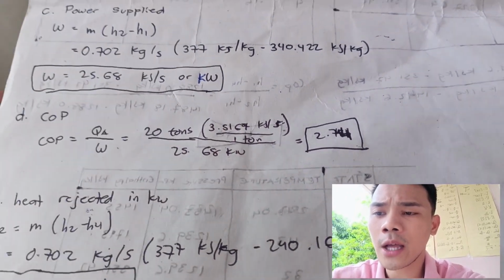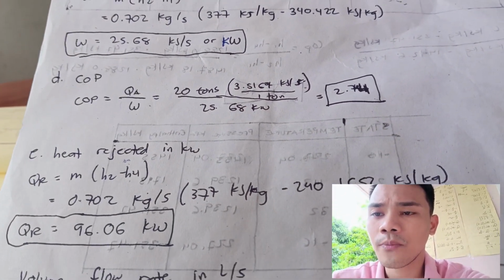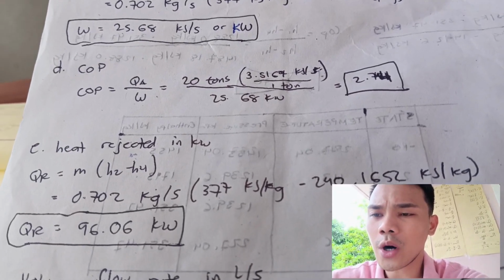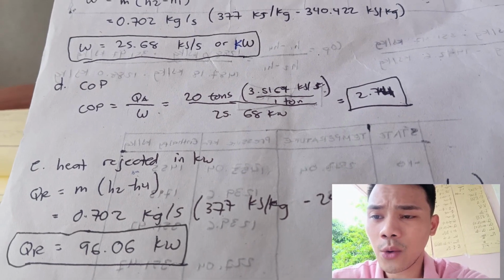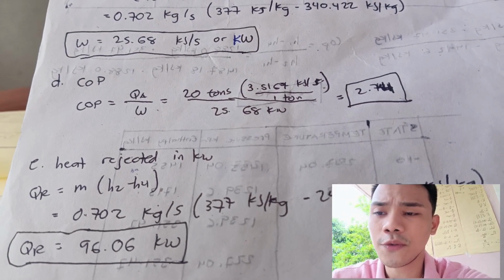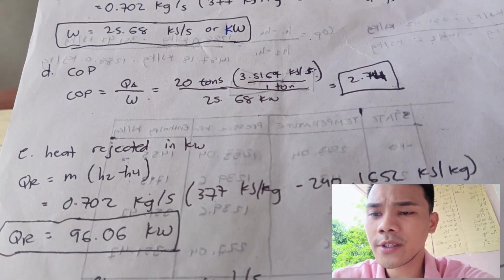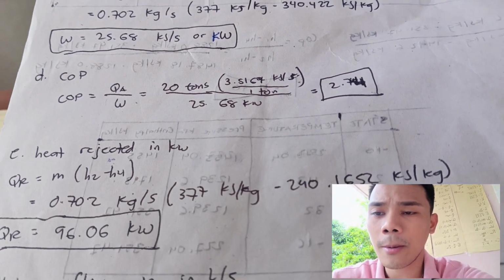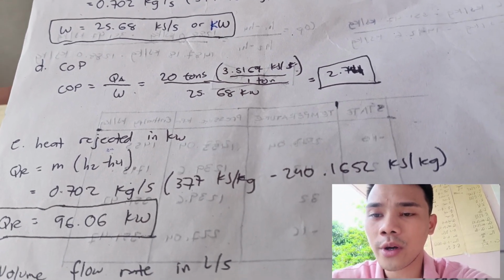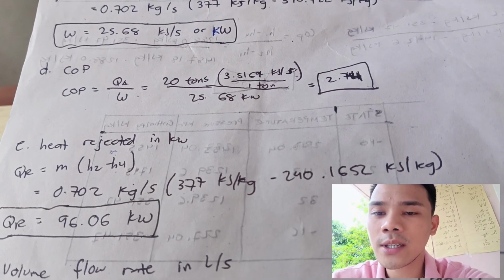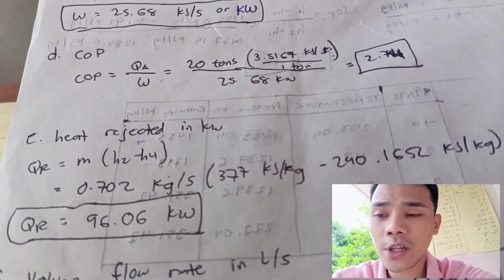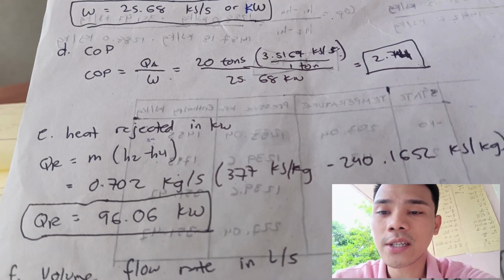Next we look for the heat rejected in kilowatts. QR, the heat rejected, is equal to mass flow rate times H2 minus H4. So 0.702 kilograms per second times 377 kilojoules per kilogram, our enthalpy 2, minus 240.1652 kilojoules per kilogram, our enthalpy 4. Our heat rejected is 96.06 kilowatts.